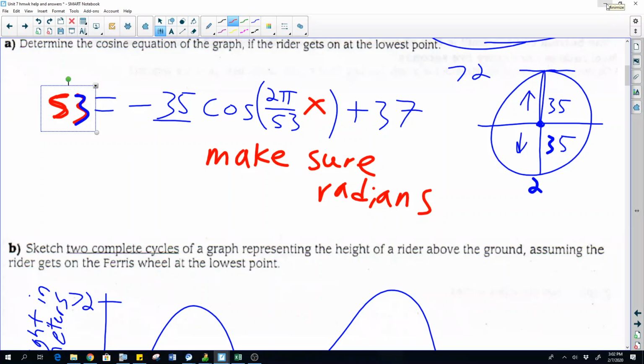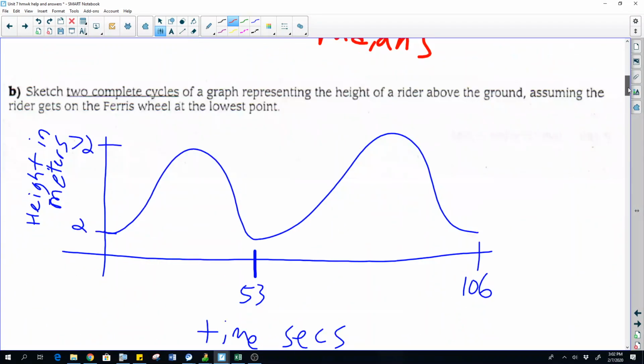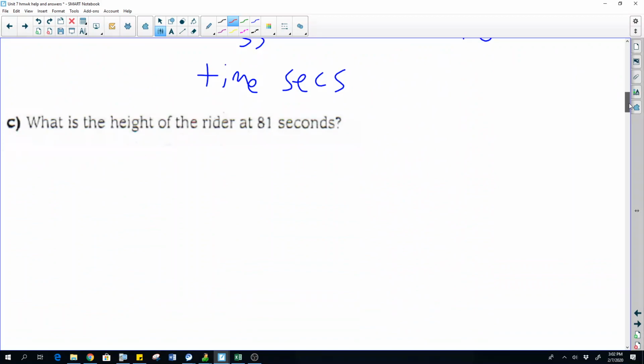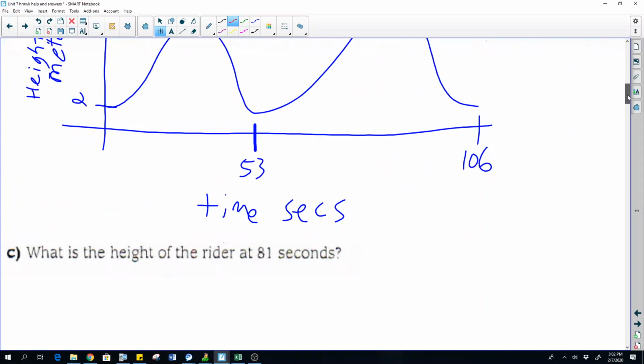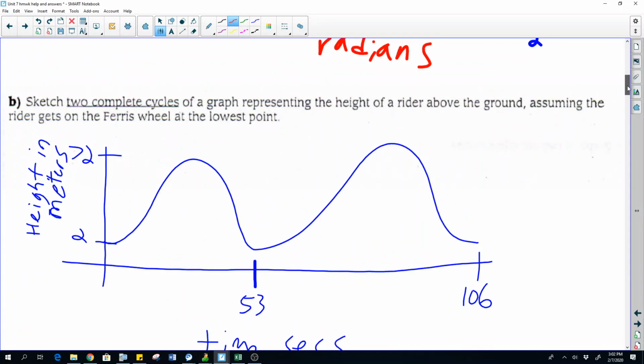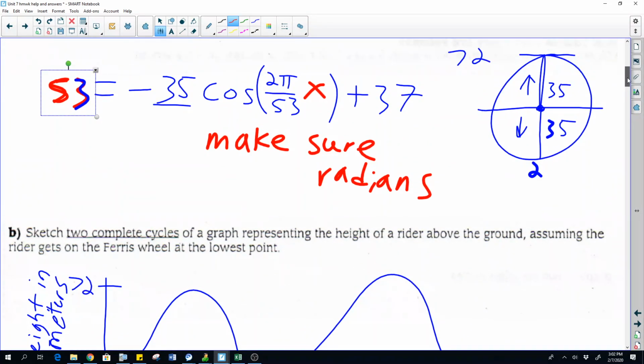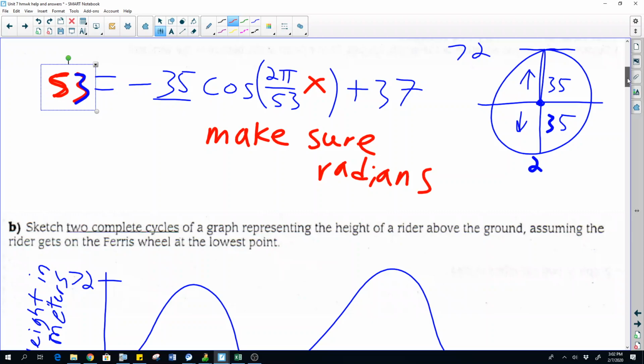So we're determining the cosine equation of the graph, which we already did. And so now we wanted to finish using our function, doing problems C and D. So what is the height of the rider at 81 seconds? Since our function is in terms of time, we're going to plug 81 seconds into our calculator and see what we got.